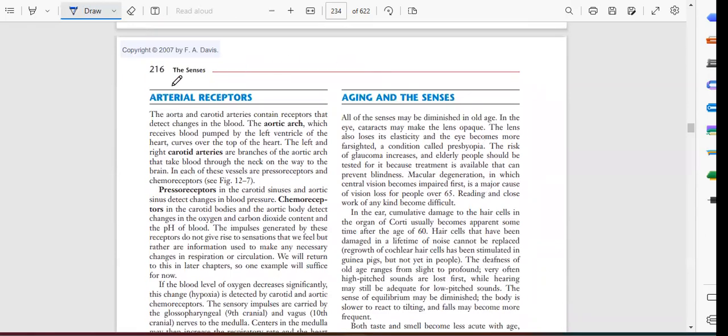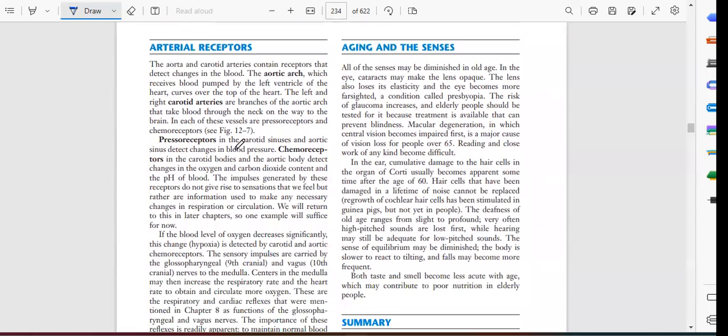Next, we have arterial receptors. The aorta and carotid arteries contain receptors that detect changes in the blood. The aortic arch, which receives blood pumped by the left ventricle of the heart, curves over the top of the heart. The left and right carotid arteries are branches of the aortic arch that take blood through the neck on the way to the brain, and each of these vessels has pressure receptors and chemoreceptors.